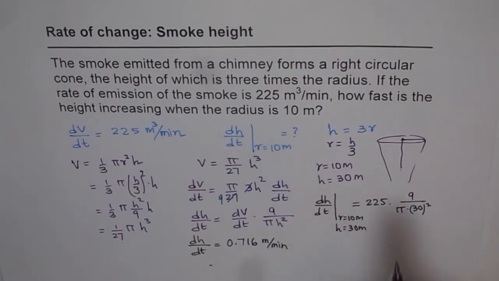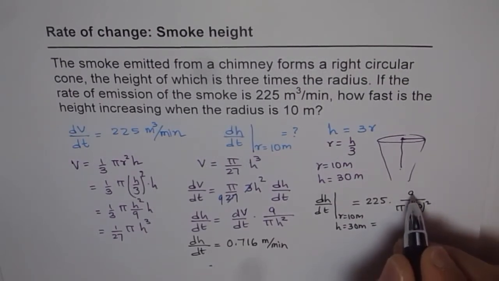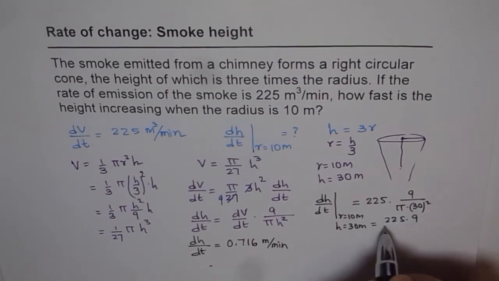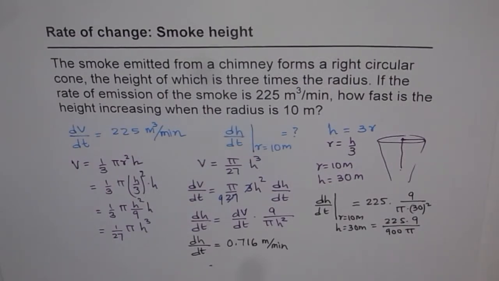Sometimes you may be asked to give an exact answer. In that case, you may simplify and write in terms of pi, correct? So we can actually write that also. It is like 225 times 9 over 900 pi, right? So 9 and 9 will cancel out. So like that you can simplify and write down. But in any case, you get this answer as dH/dt equals 0.716 meters per minute as your answer.